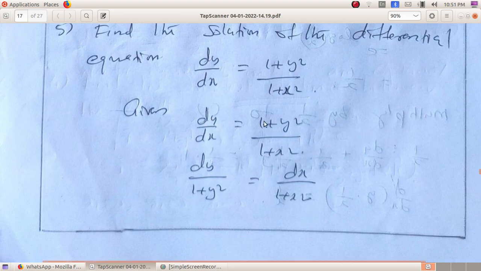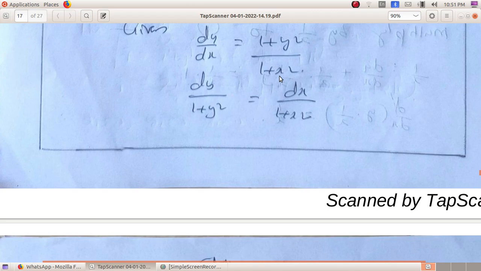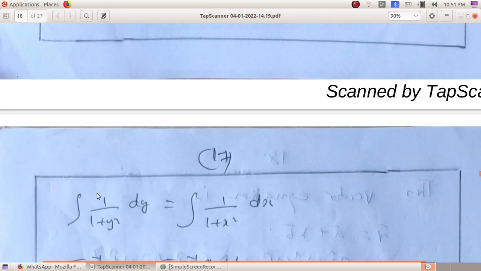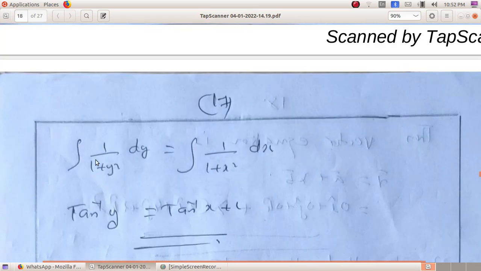Here dy, 1 plus y square we can bring to this side. dy divided by 1 plus y square equal to dx divided by 1 plus x square. Then taking integral on both sides. Integral 1 by 1 plus y square dy is equal to integral 1 by 1 plus x square dx. So this is tan inverse y equal to tan inverse x plus c.